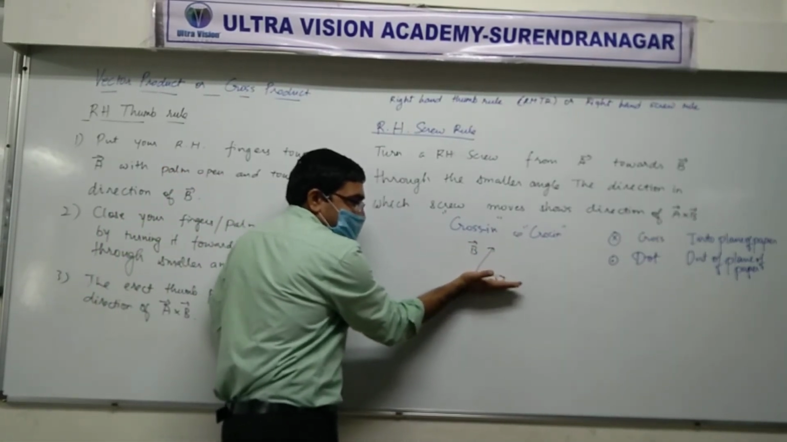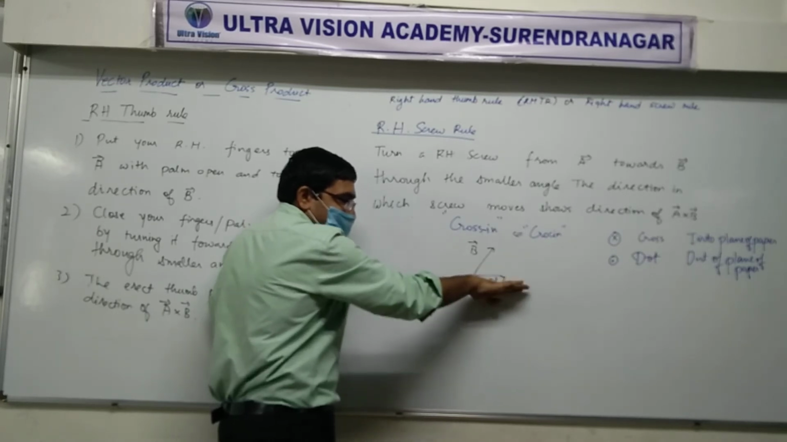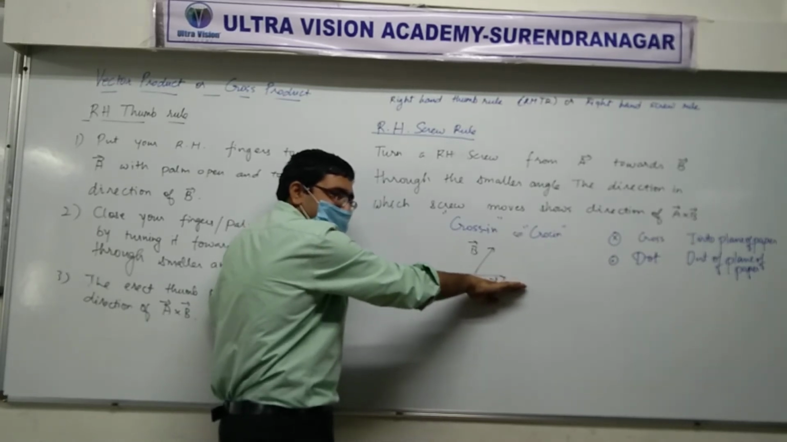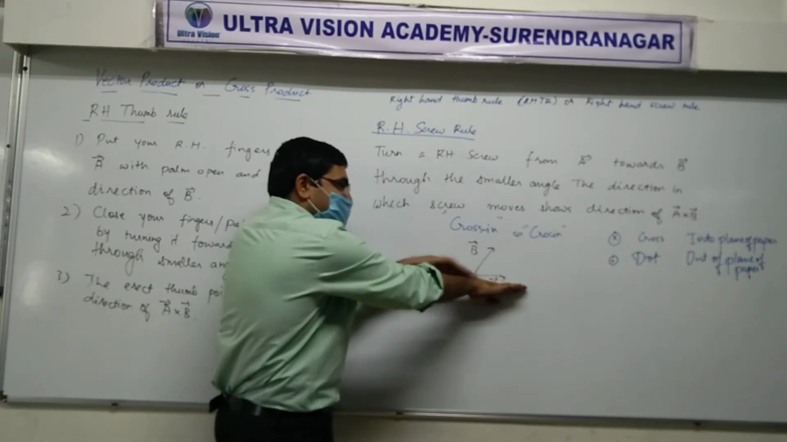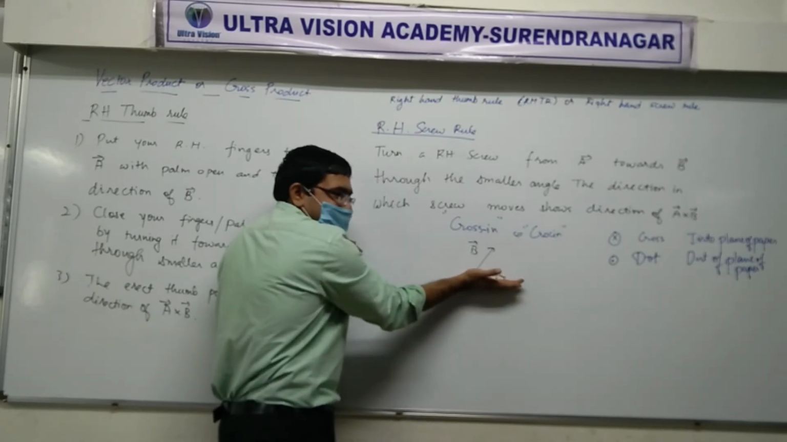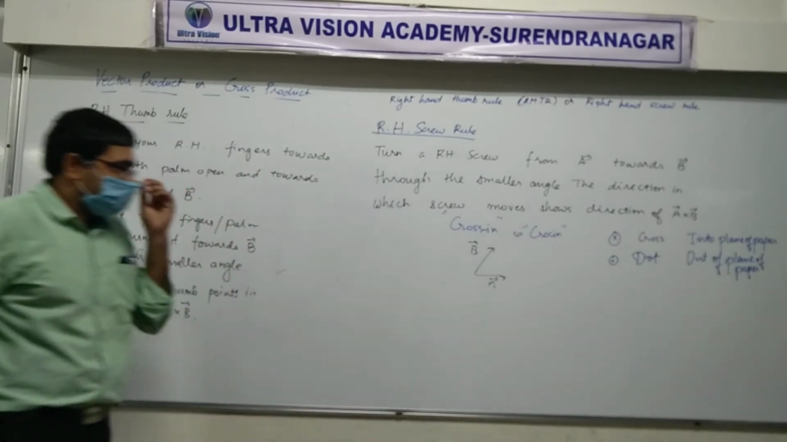This is A vector. Proper. This is proper. This is not proper. Do you realize why it's not proper? The open palm should be towards B. આ તો ઊંધી બાજુ. Got it? હવે શું કરવાનું? Second step.